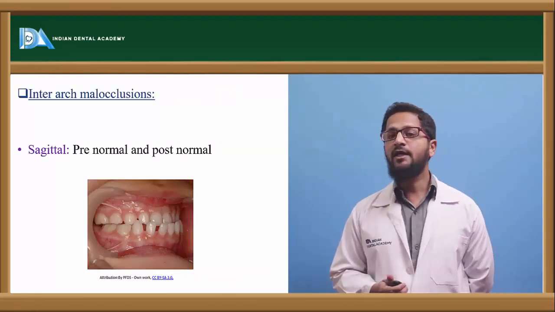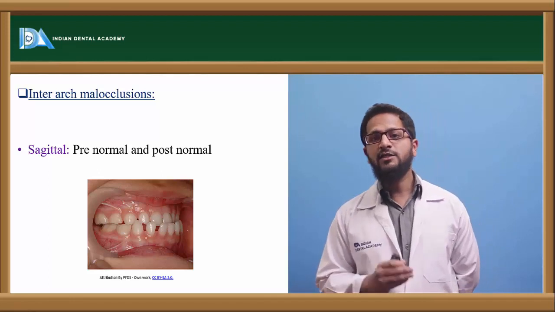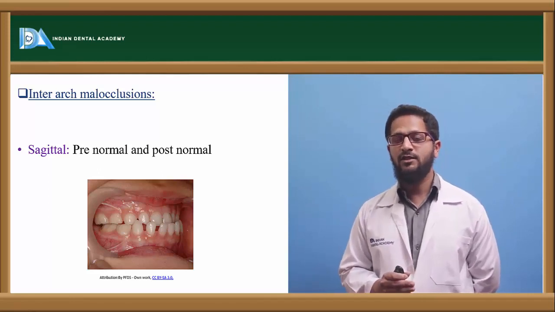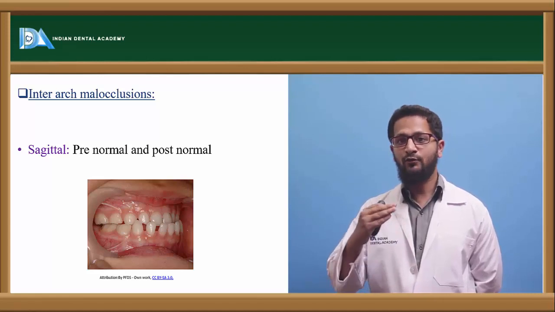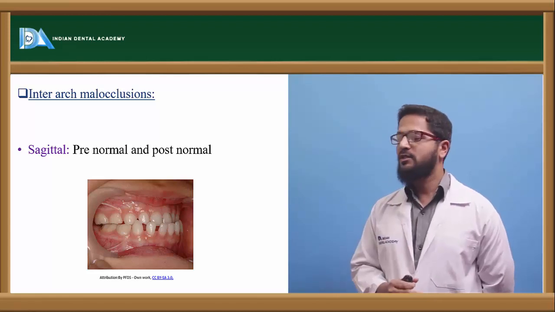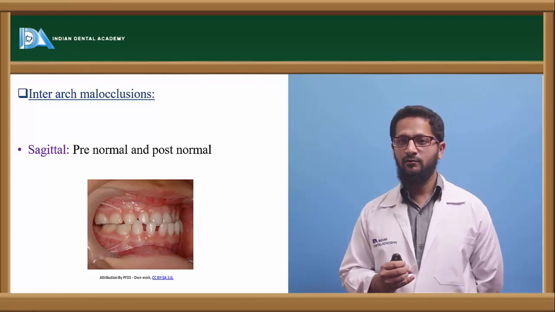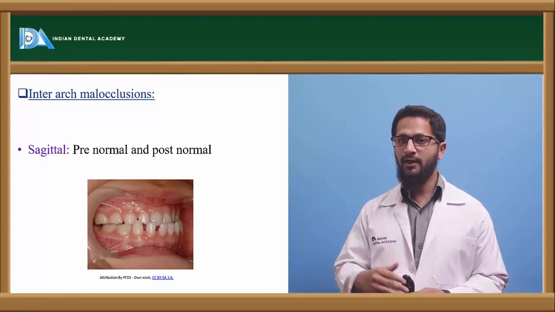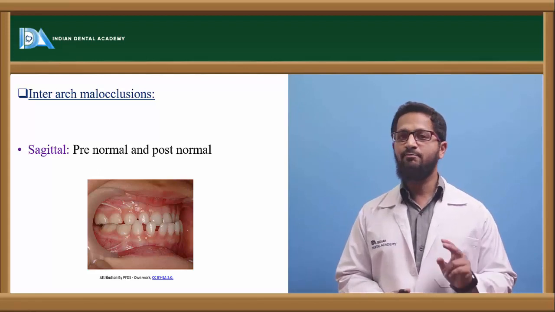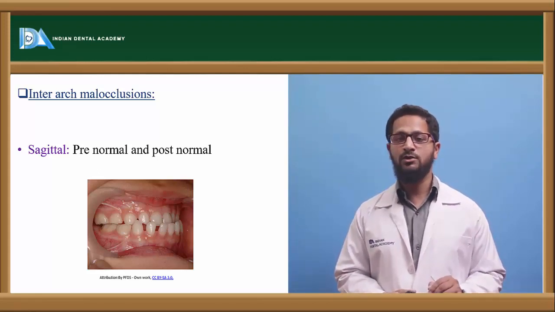Next, coming to inter-arch malocclusions. Inter-arch malocclusions are the malocclusions which exist between teeth or a group of teeth of the upper arch and the lower arch. Now this can be divided into sagittal, vertical and transverse. Sagittal is this plane, that is the anterior-posterior plane. Here we can see two things, pre-normal occlusion or post-normal occlusion.